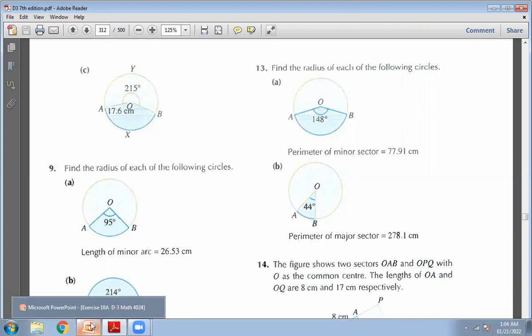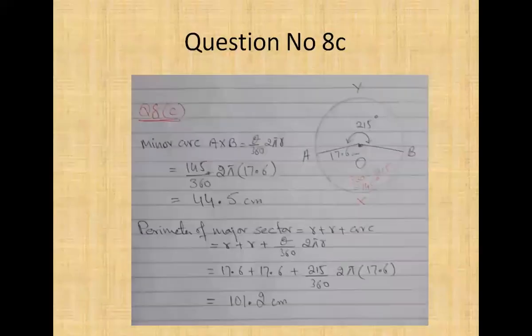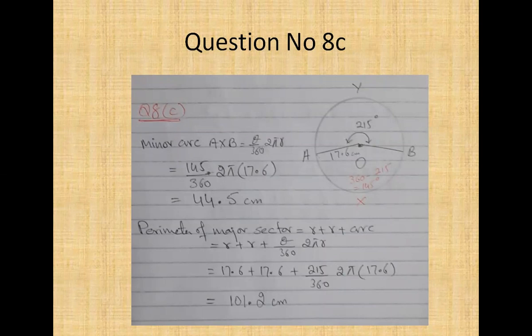Question number 8. Okay, so the C part. The minor arc AXB will be theta by 360 times 2 pi r, but I don't know what is the theta. So that will be 360 minus 215, and that will be 145 degree. So the angle subtended by the minor arc AXB at the center is 145 degrees. So the formula will be 145 divided by 360 multiply 2 multiply pi multiply 17.6. So 44.5 centimeter will be the minor arc AXB.